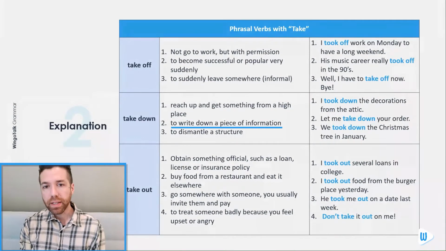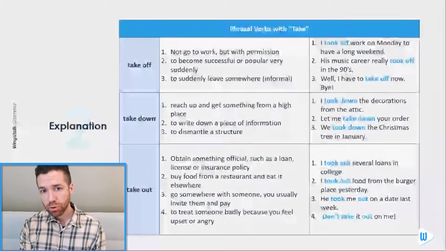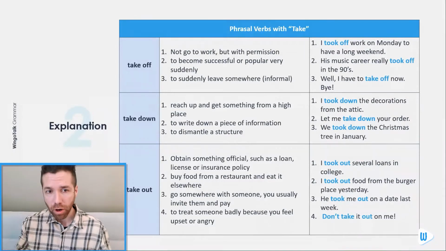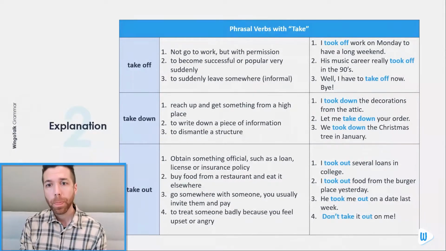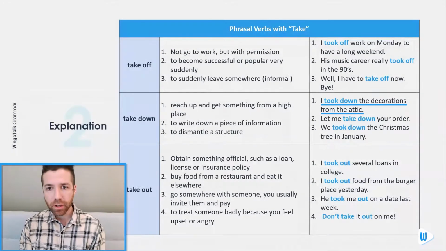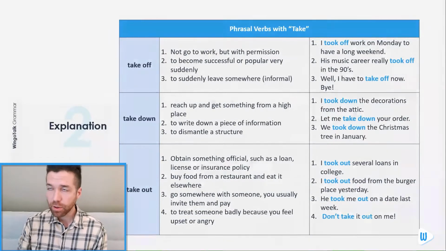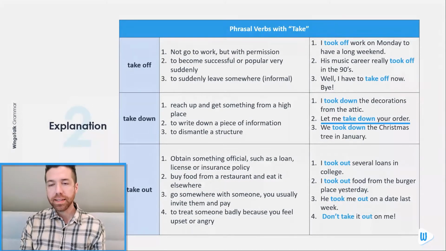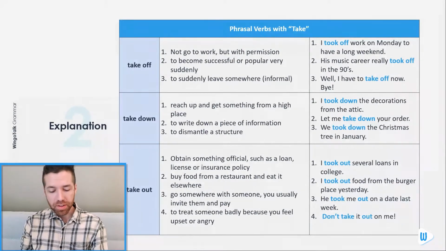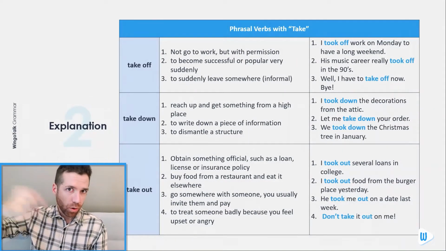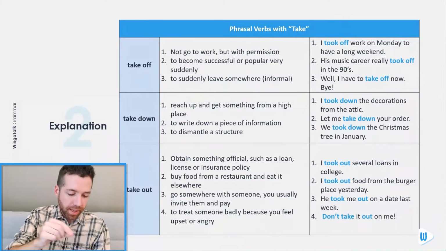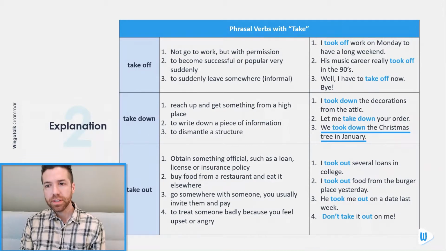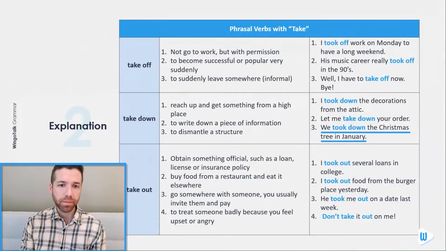Take down. First meaning, reach up and get something from a high place and take it down. 2, to write down a piece of information. 3, to dismantle a structure. Dismantle is take apart, take down, destroy. Number 1, I took down the decorations from the attic. So the attic is really high, we take them down. Number 2, let me take down your order. So a waitress has a piece of paper and you say 1 Coca-Cola, 1 sandwich. They take it down. They write it. 3, we took down the Christmas tree in January.